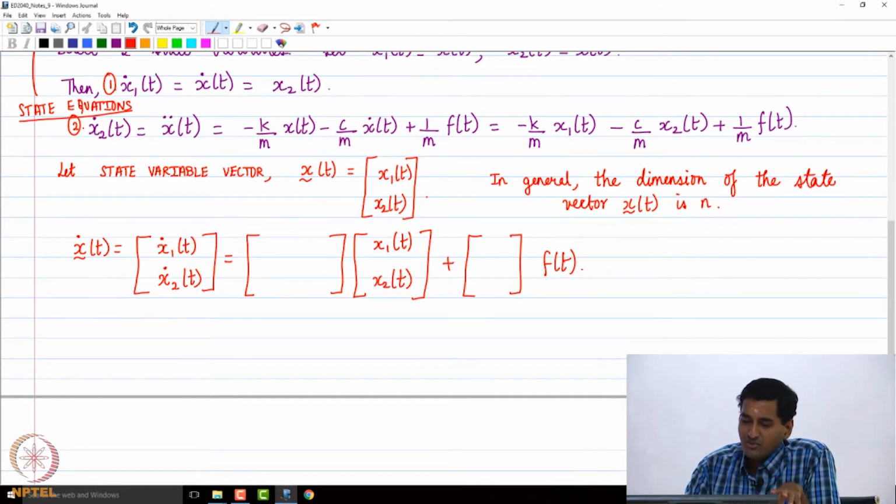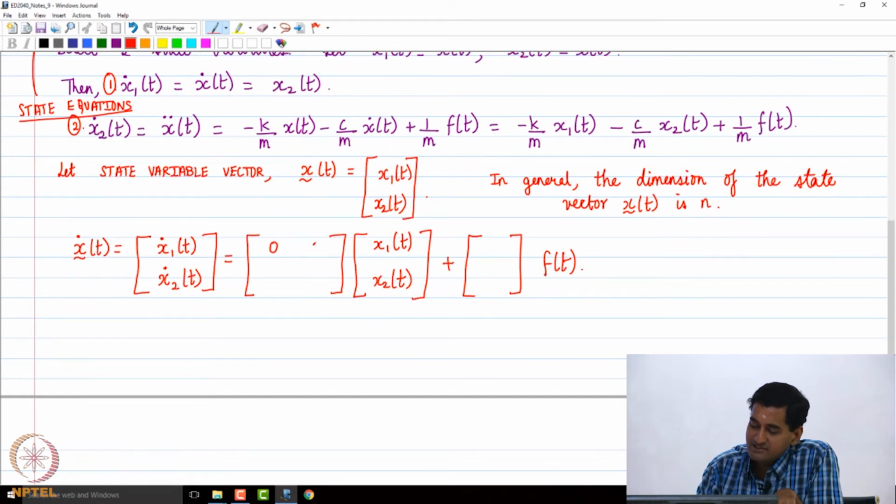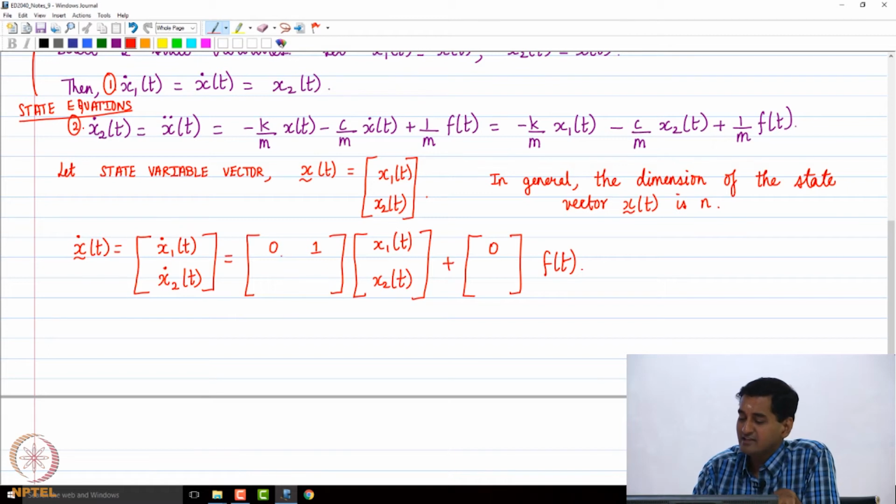Now what is x1 dot? x1 dot is x2. So, I can immediately say that I can write the first equation in this way. In the first term which multiplies x1 and x2, let us say I write the first row as 0 1, and in the term multiplying the input f of t I write 0 as the first entry. If you do the algebra, do you get x1 dot to be equal to x2?